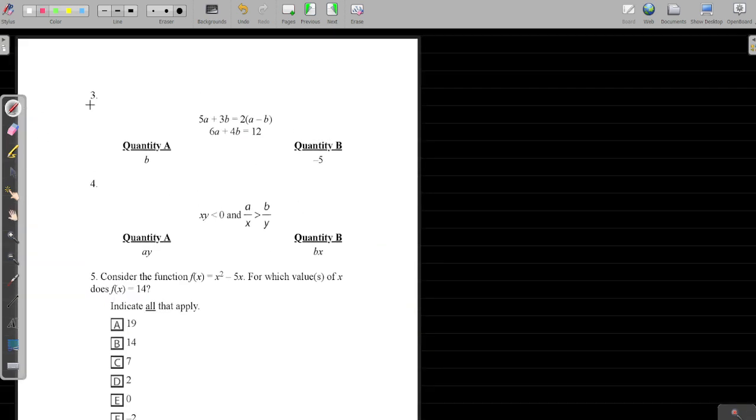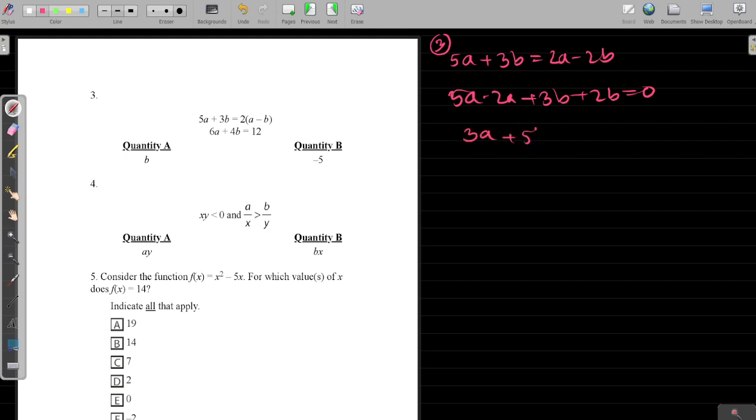Here is question number 3. So 5a plus 3b equals 2 into a minus 2 into b. So I will get from here 5a minus 2a plus 3b plus 2b equals 0. Then 5a minus 2a equals 3a, and this one will be 5b equals 0. Then the next one is 6a plus 4b equals 12. So I am multiplying this equation number 1 with 2. Then I will get 6a plus 10b equals 0.